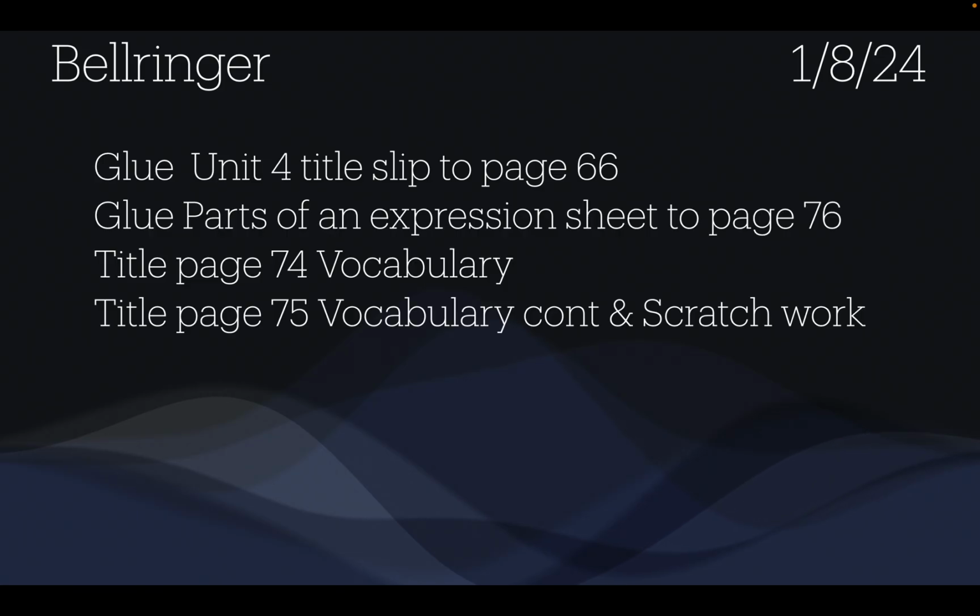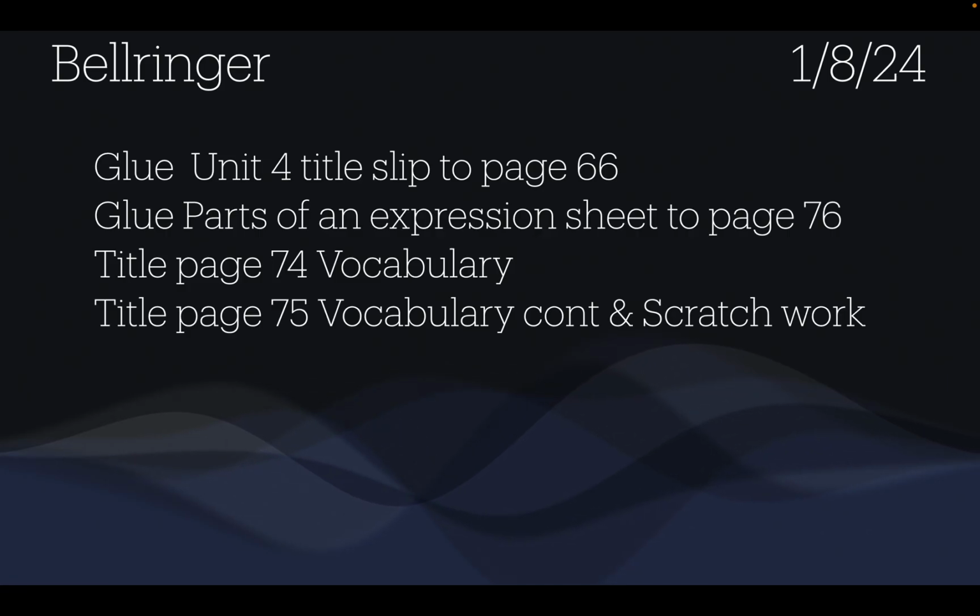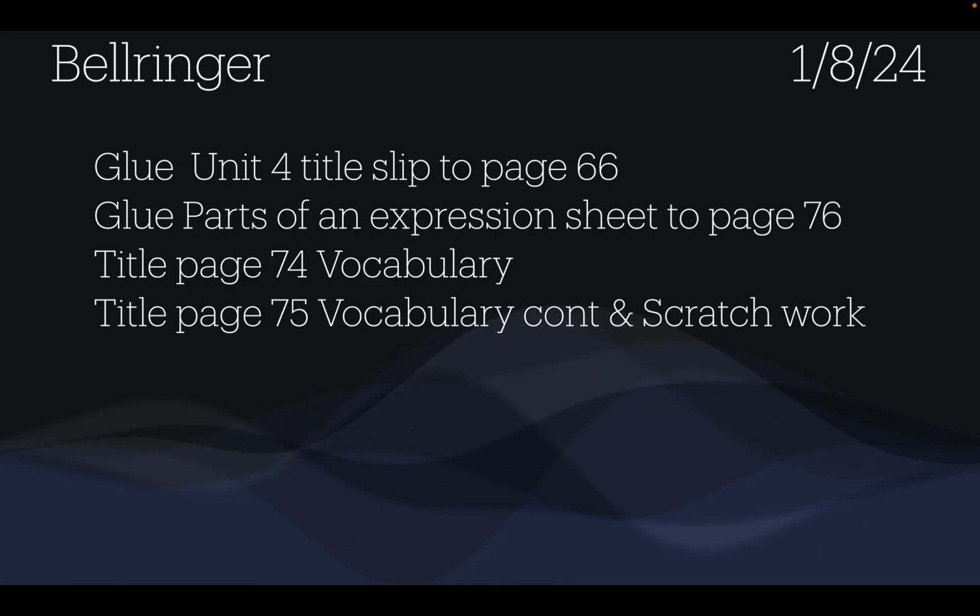It is 17 vocabulary words. If you skip spaces at all on your vocabulary words, you will definitely need 2 pages. But you can accomplish it in 1 page. If you accomplish it in 1 page, that's perfect. 75 will just be scratch work. And then you're going to glue the little sheet that is titled Parts of an Expression to page 76. Pause this video. Once you are done, you can resume.